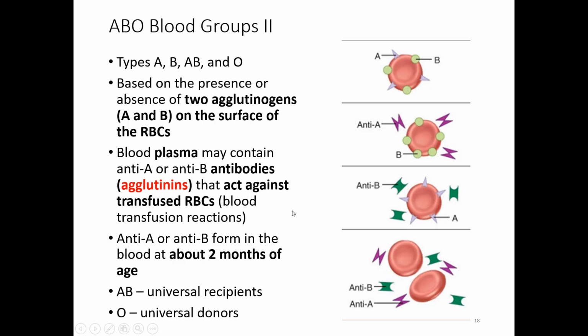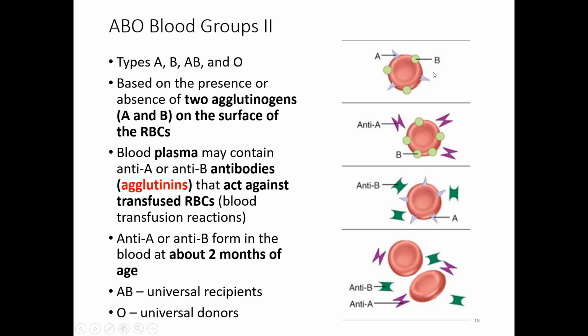But you need to know that people, for example, who have blood type A have anti-B antibodies in their blood plasma. So what happens if a person with blood type A receives transfused blood type B by mistake? Those anti-B antibodies in their blood plasma will attack transfused red blood cells type B. That will be a blood transfusion reaction. So a person with blood type A cannot receive transfusion of blood type B, and vice versa.